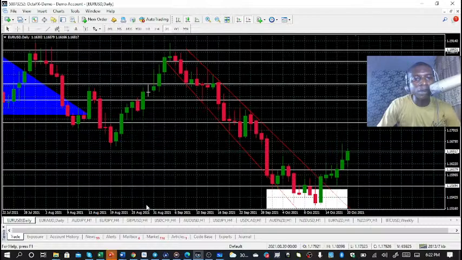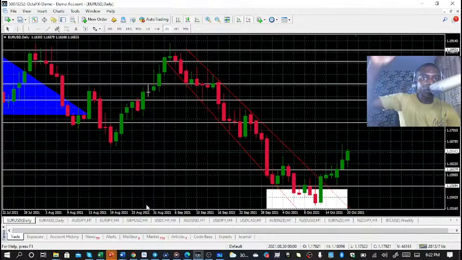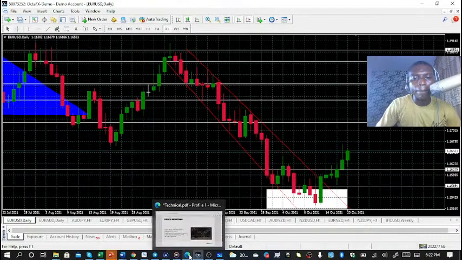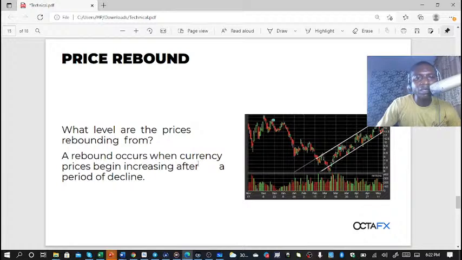When price is rebounding from a level after a consistent fall and is trying to find a direction upward, or it has consistently been going up and then it found a direction upward. Okay, that's price rebound.